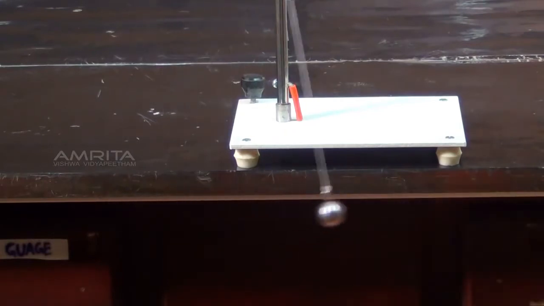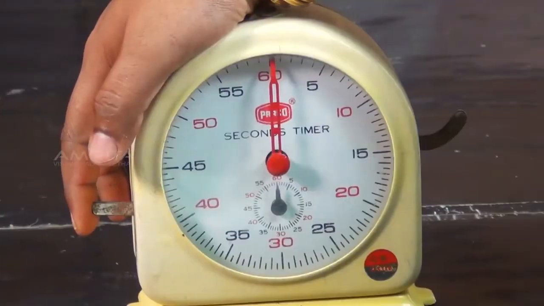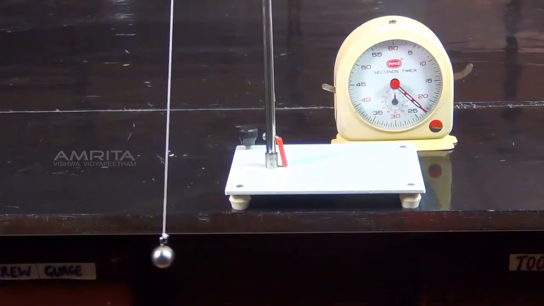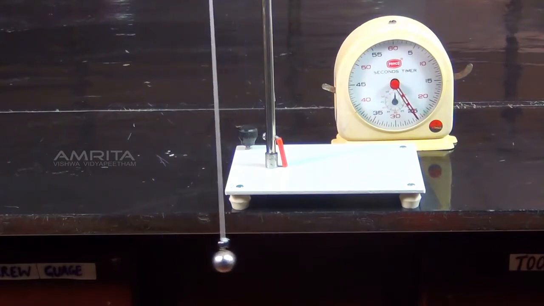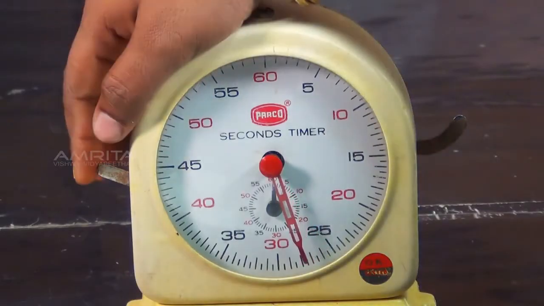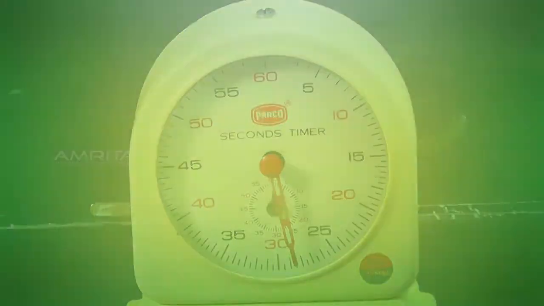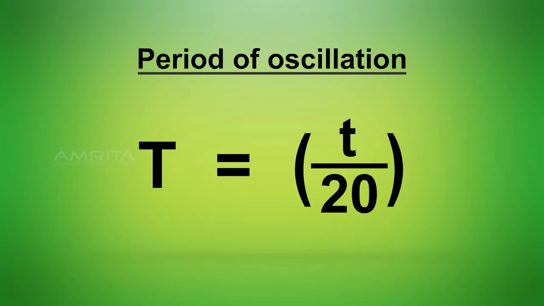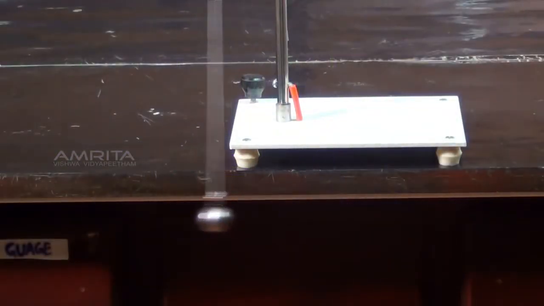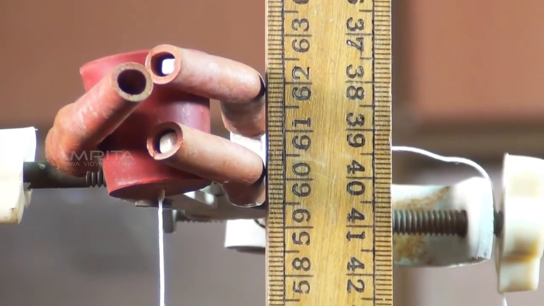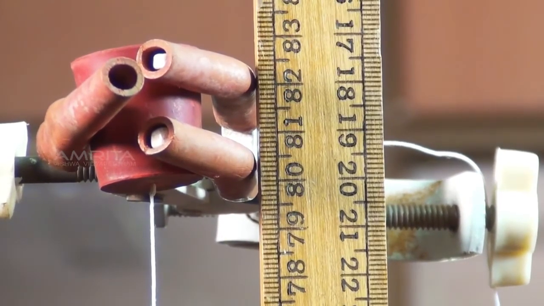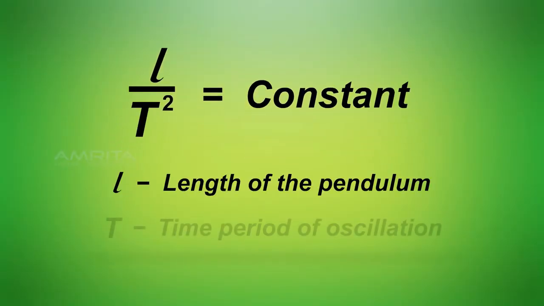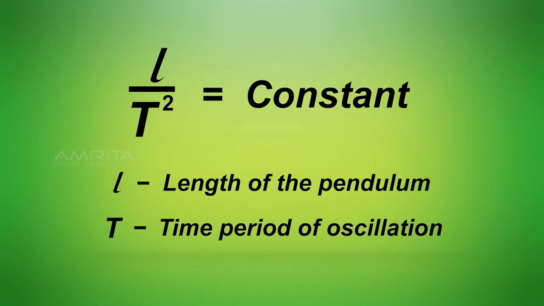Allow the pendulum to oscillate. A stopwatch is started when the pendulum crosses the equilibrium position. The stopwatch is stopped when the pendulum has completed 20 oscillations and the time t is noted. The period of oscillation T = t/20 is calculated. The experiment is repeated for different lengths like 60 centimeters, 70 centimeters and 80 centimeters. The value of L/T² is calculated in each case and it is found to be a constant.